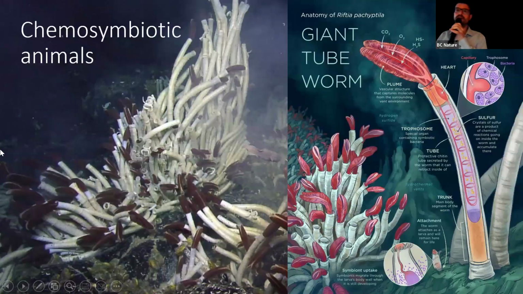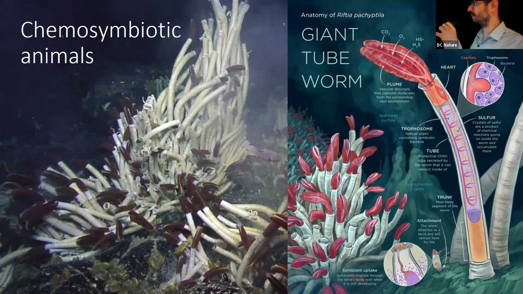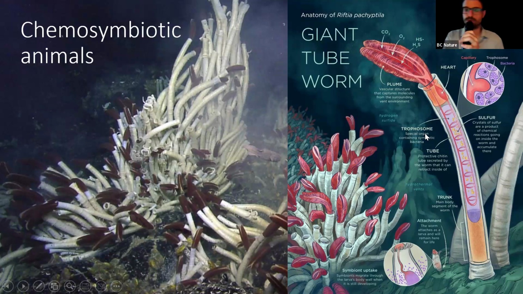So probably the most iconic example of all these animals that present symbiosis with bacteria is the giant tubworm, also known as Riftia pachyptila, is the technical scientific name. And so this animal does not have a digestive system, it's gutless. But instead, it has a symbiotic relationship with bacteria. Bacteria are found inside the tubworm in a very specialized organ that is called trophosome.